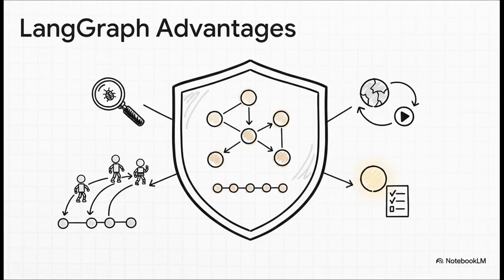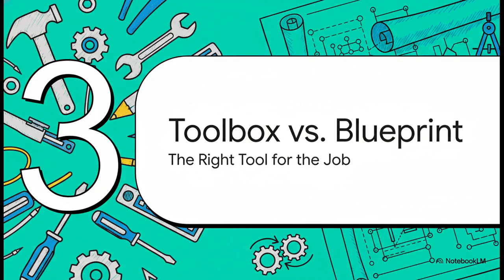And why would you do this? Well, the payoffs are massive, especially when you're building something for the real world. You get a clear, predictable process. It manages what's called state, which is just a fancy way of saying it keeps track of everything that's going on. That makes it way easier to find and fix problems, handle errors gracefully, and even run multiple agents at the same time to speed things up. It's built for reliability.